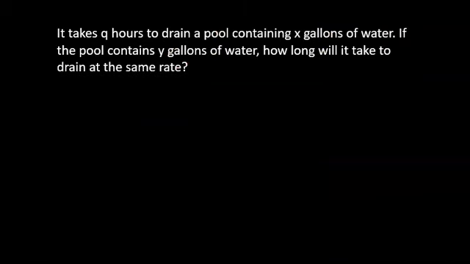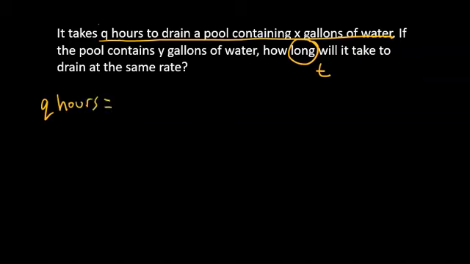Let's take another one. It takes Q hours to drain a pool containing X gallons of water. If the pool contains Y gallons of water, how long will it take to drain at the same rate? How long will it take? This is asking for time, right? We'll do T for time. So that's what it's asking. It's not asking for the amount. We already have that. Right, so let's go ahead and it takes Q hours to drain a pool containing X gallons of water. So we have Q hours is equal to X gallons.